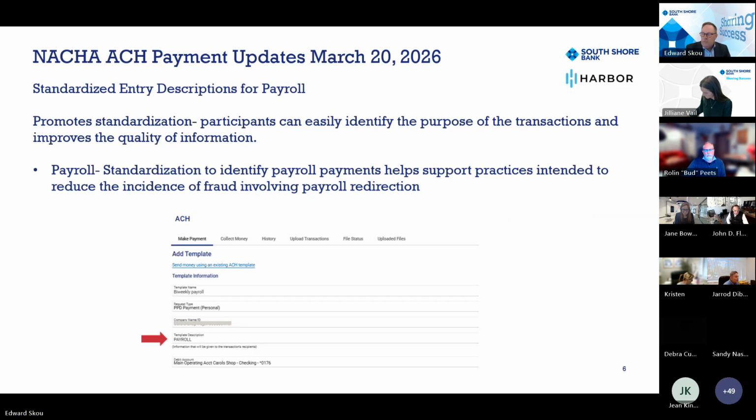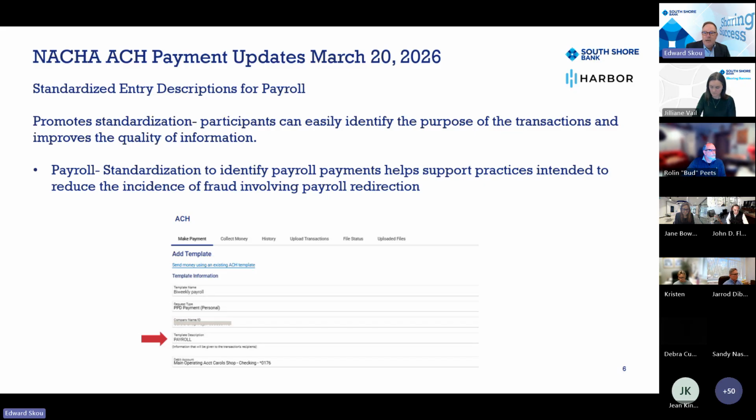So starting March 20th, NACHA required all payroll transactions to include the word payroll as the first 7 characters in the ACH transaction description. There are some other changes that have been made, but from our client base, this is really one that we just need to reach out to our clients about and make sure everybody is updating.